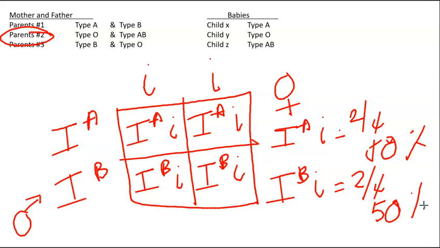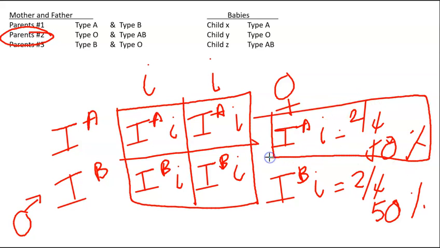So parent set number 2, definitely a strong case for having the child with type A. Okay, because this is the only combination that they can use to figure out the blood type of their children, since these are the only genotypes that can combine. All right, so now let's go to parent set number 3.